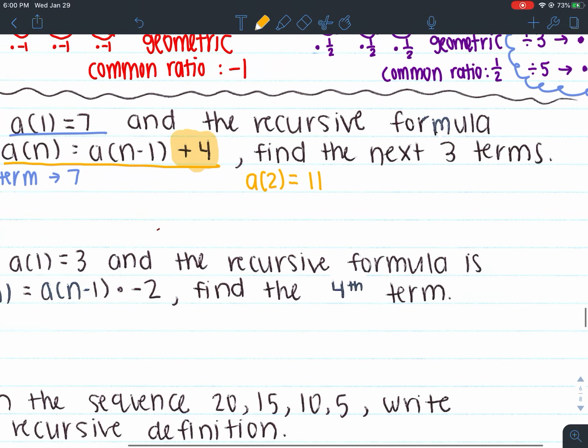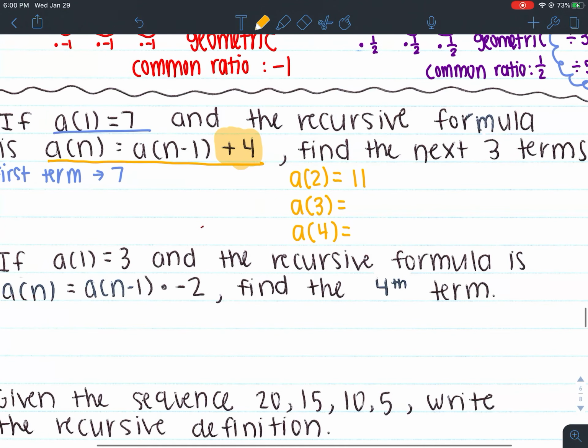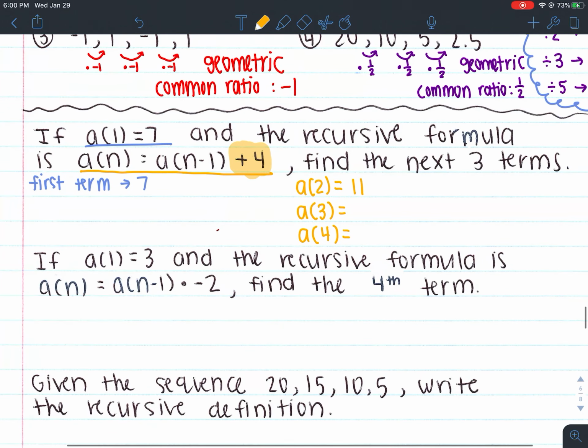Okay, well, it says I need to find the next 3 terms, so I have to find 2 more. I have to find the third term, and I have to find the fourth term. Again, why am I finding these 3 terms? Because it wants me to find the next 3 terms, right? If you have your answer look like this, you didn't find the next 3 terms, you found the first 3 terms. So make sure you're reading to see what the problem asks you to find.